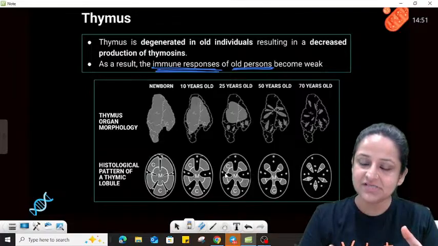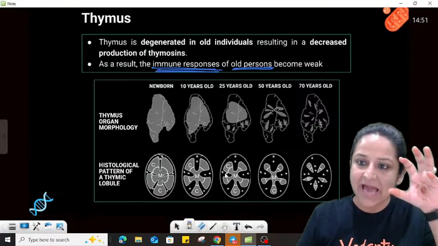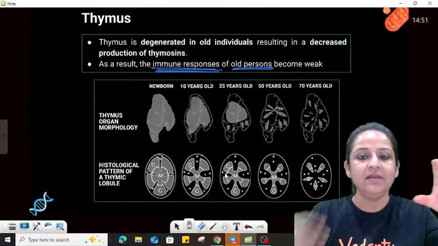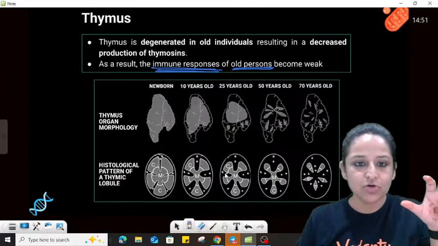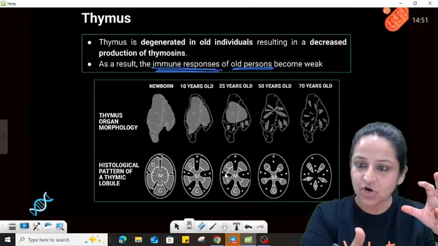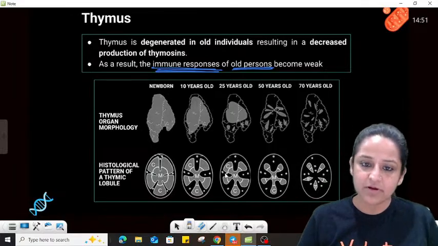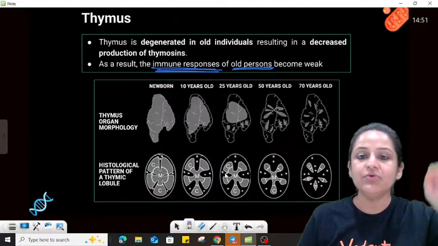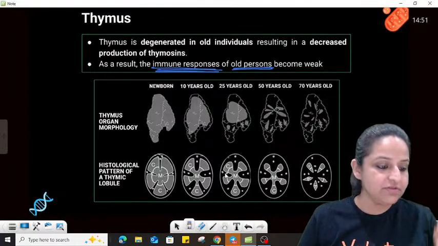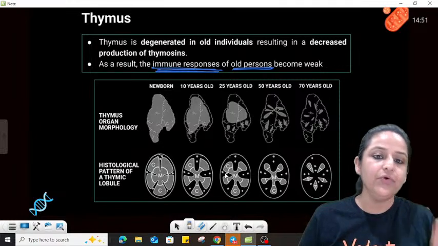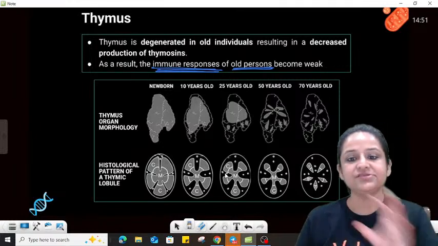When the thymus is not present in its apt size and apt amount, then the T lymphocytes will not be able to get matured. As a result, our immune system will not function properly. That is the reason the immunity of people decreases after a certain age.